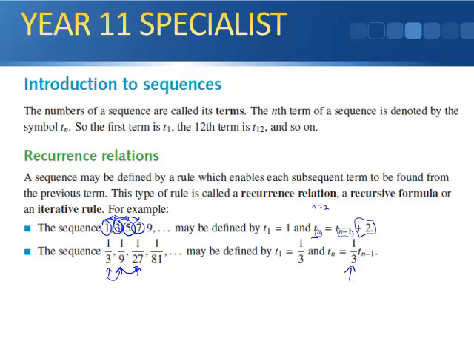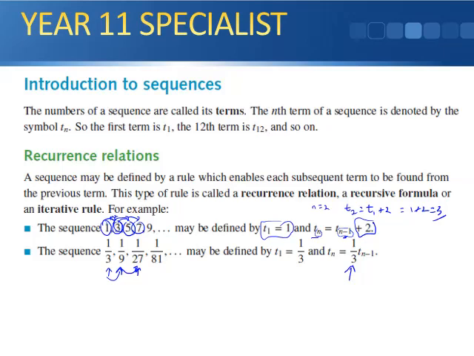So if n equals 2, I'll get t of 2 equals t of 2 minus 1, which gives me t of 1, plus 2. I already know what t of 1 is. They tell me that. That's 1. So 1 plus 2, which gives me 3. Okay, and so on and so on and so on.